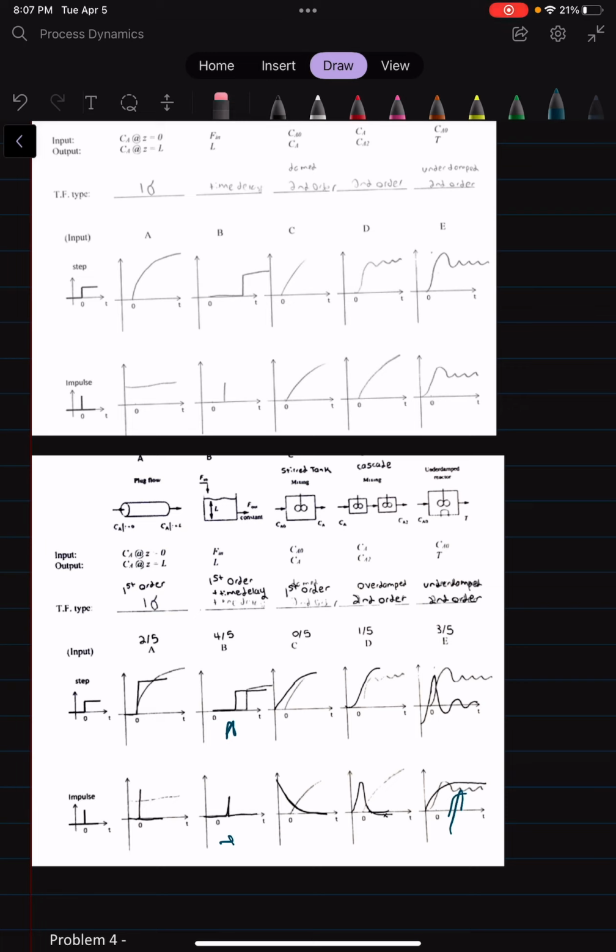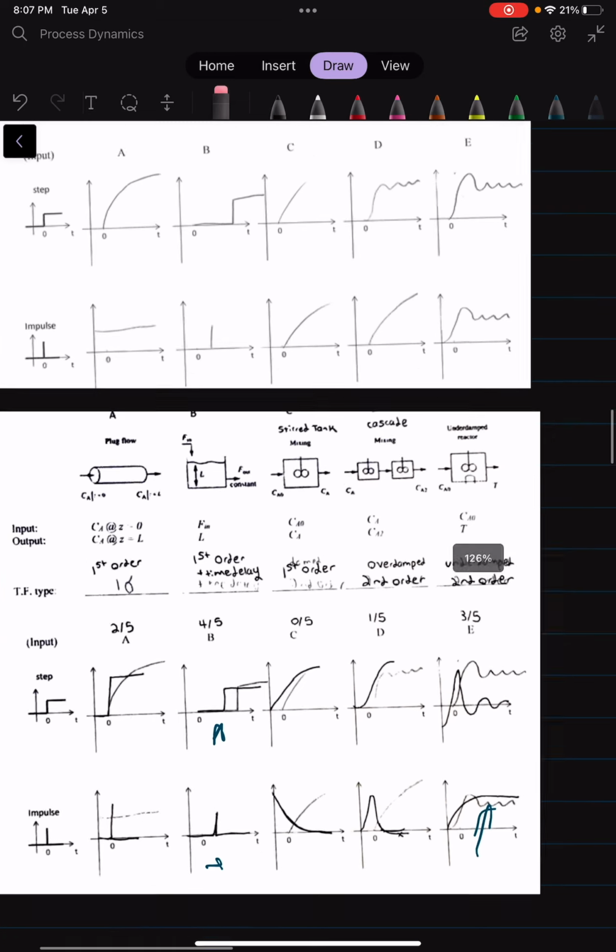For a step input, it'll just take a while and eventually reach where the step originally increased to. Impulse, it'll start really high and then decrease exponentially because concentration slowly decreases over time in a mixing tank.